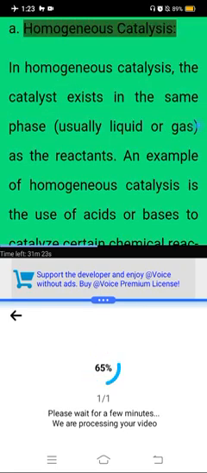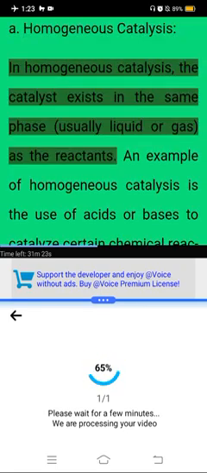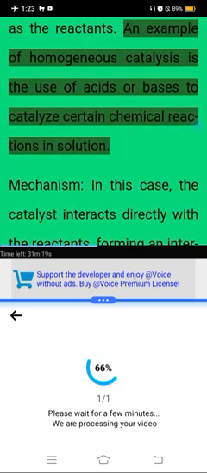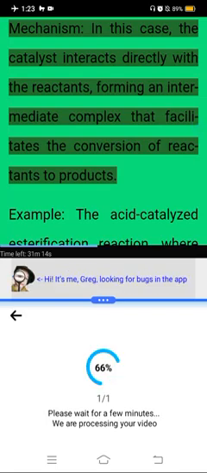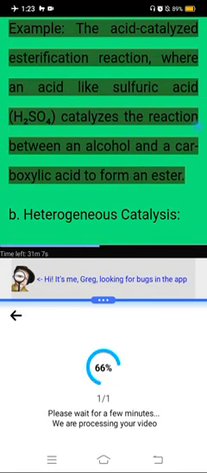A. Homogeneous catalysis. In homogeneous catalysis, the catalyst exists in the same phase, usually liquid or gas, as the reactants. An example of homogeneous catalysis is the use of acids or bases to catalyze certain chemical reactions in solution. Mechanism. In this case, the catalyst interacts directly with the reactants, forming an intermediate complex that facilitates the conversion of reactants to products. Example, the acid catalyzed esterification reaction, where an acid like sulfuric acid, H2SO4, catalyzes the reaction between an alcohol and a carboxylic acid to form an ester.